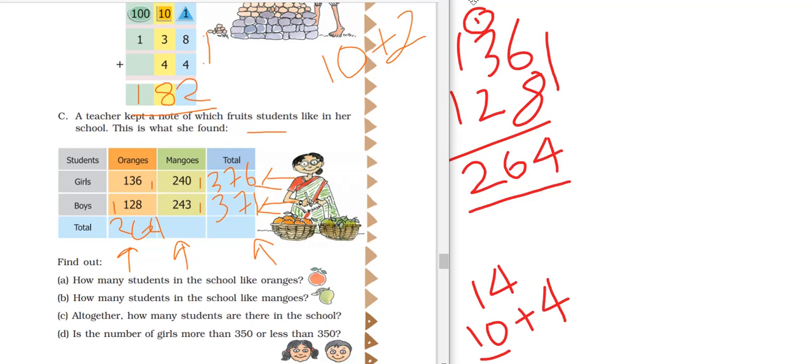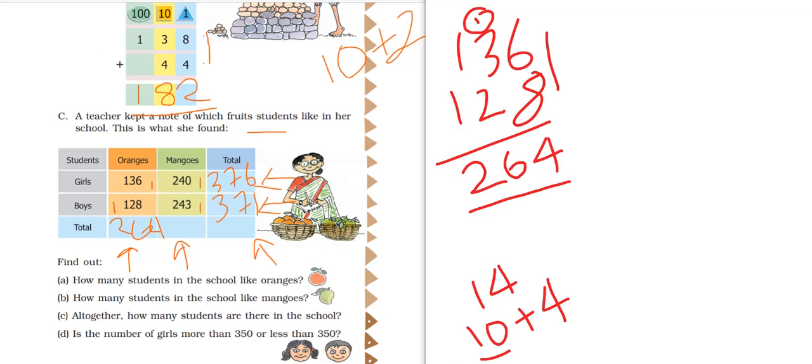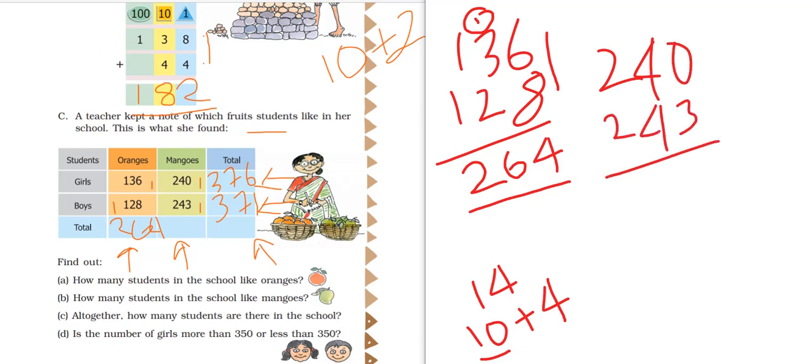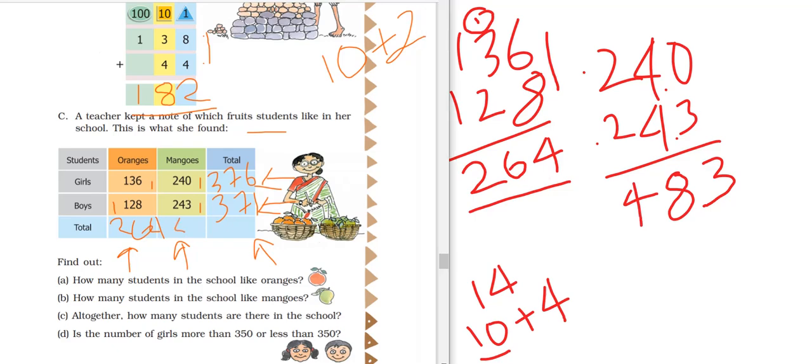Now let's add up the mangoes. Total students that like mangoes. So we add 240 and 243. So we have 0 ones and 3 ones for a total of 3 ones. You have 4 tens and again another 4 tens for a total of 8 tens, and 2 hundreds and another 2 hundreds make 4 hundreds. So you have 483.